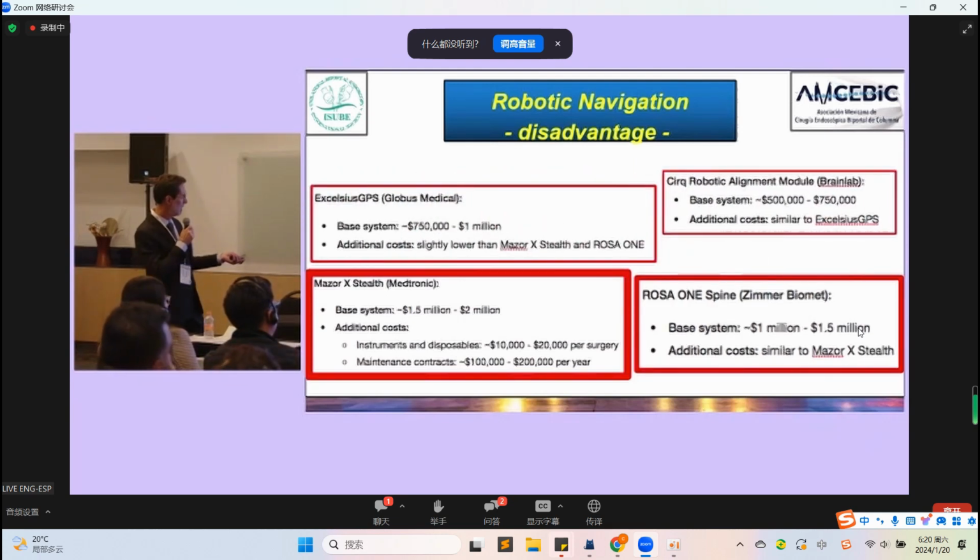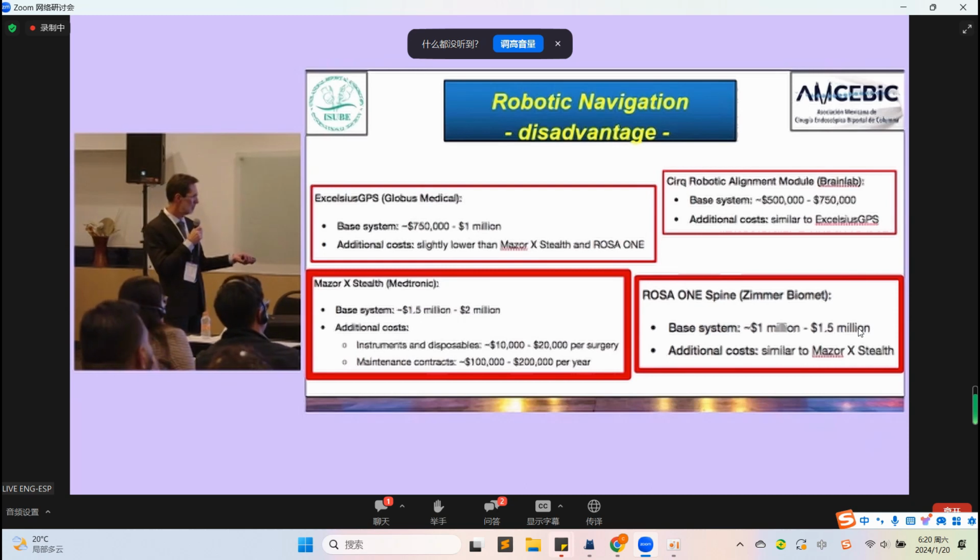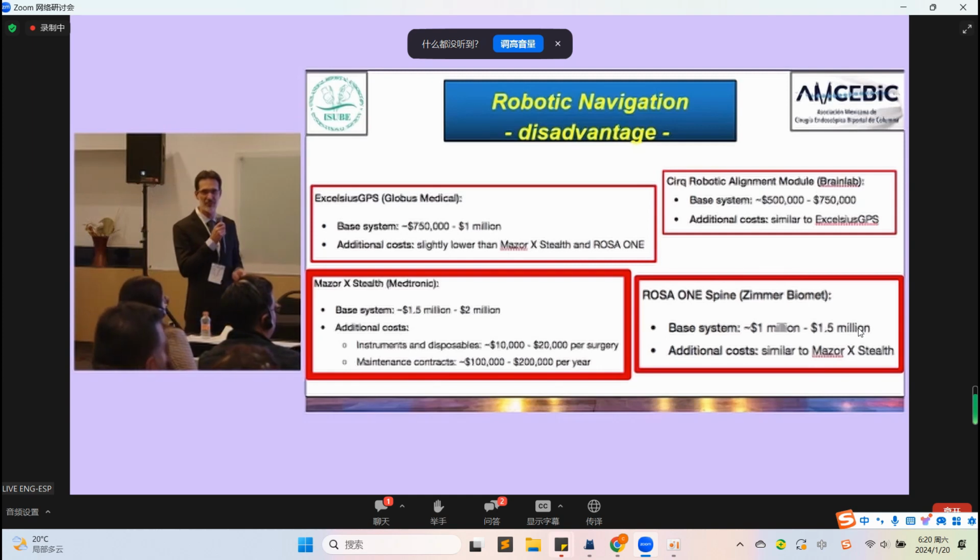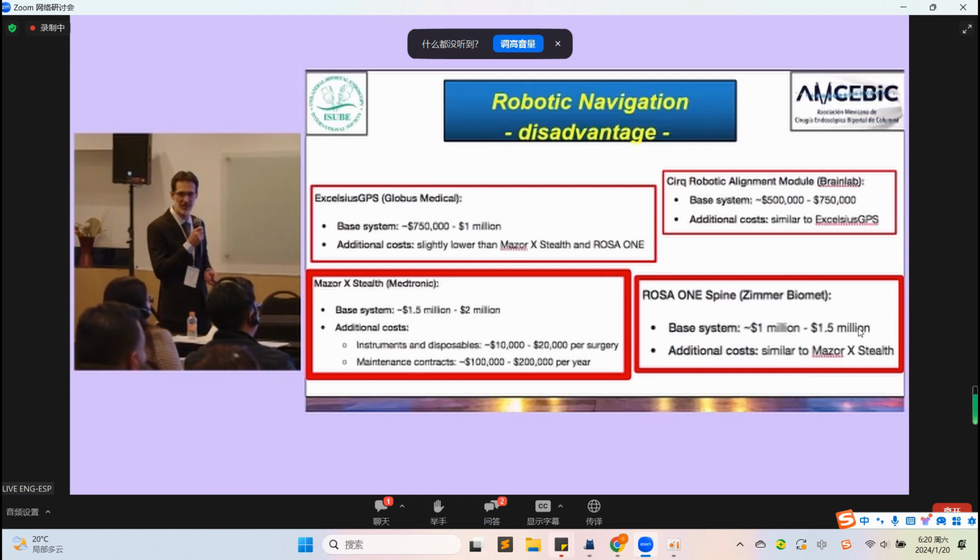Mazor, 1.5 million. Rosa, 1 million, 1.5 million. Excelsius, near 1 million. It's so expensive.